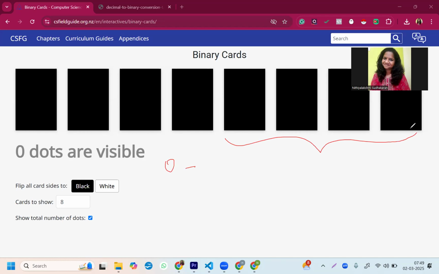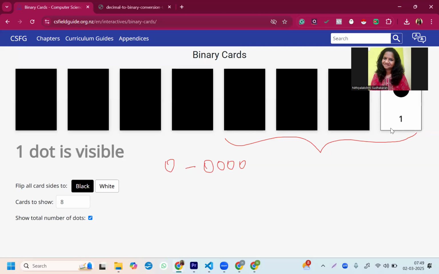Let me initially consider single digits, so I'll consider the last 4 cards alone. Please focus on the single digit numbers. First, 0 is all 4 zeros. Then I'm opening the first card on the rightmost side, that is 1. So 1 in binary is represented as 0001, because these 3 cards are in off state and this one is in on state.